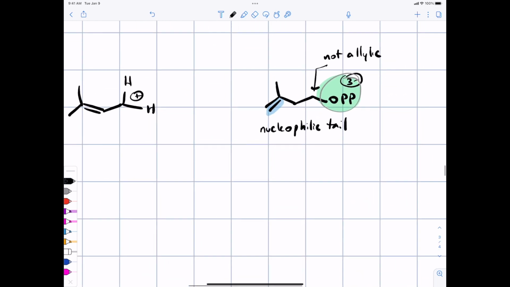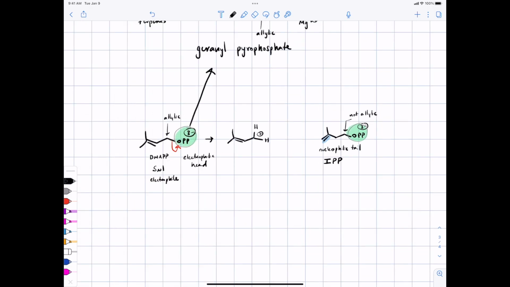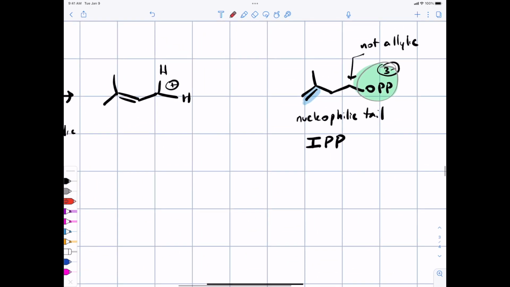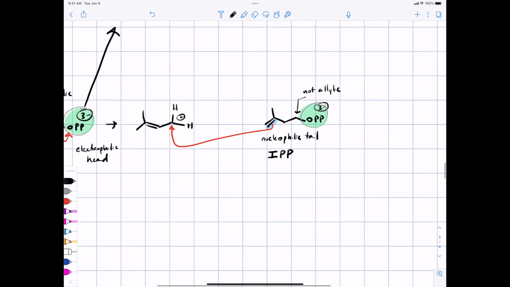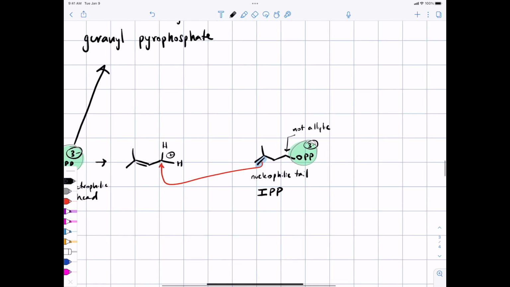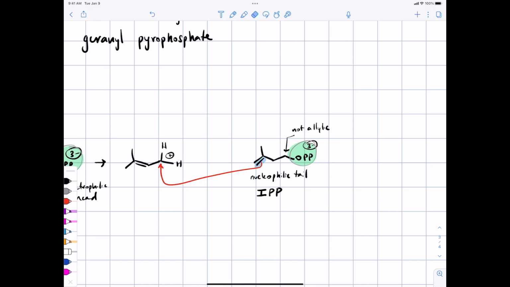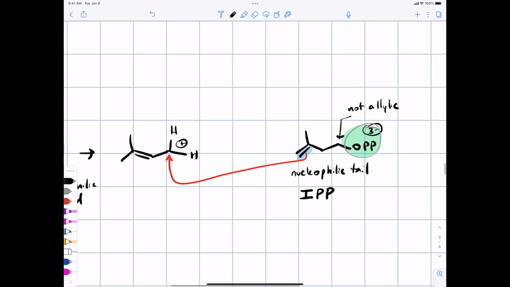The subunit I just drew over here is called isopentenyl pyrophosphate. That's got a nucleophilic tail, and the reaction that's going to happen here is pi bond attacks, pi bond nucleophile attacks carbocation electrophile. You've seen stuff like that again and again and again in 351 and 352. That makes a new carbon-carbon bond.